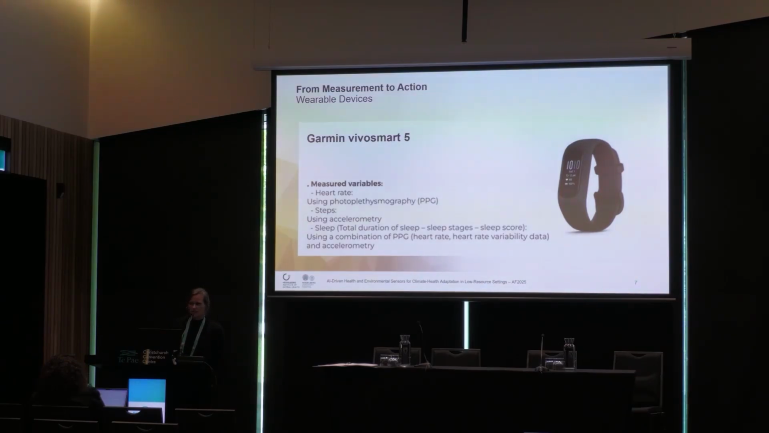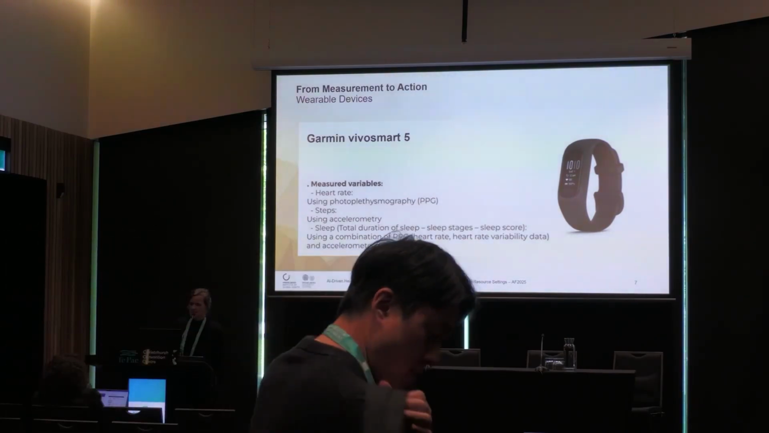Why are we using commercial devices? Because we want to do this on the population level. So we want ideally as many people as possible to wear such a device. And in low and middle income countries, people don't have the means to buy a device themselves. So we are essentially providing it to individuals as part of the project funding. The Garmin also allows access to the raw data. This is one of the only manufacturers who does that. The other manufacturers only give pre-digested data after they've run their algorithms.